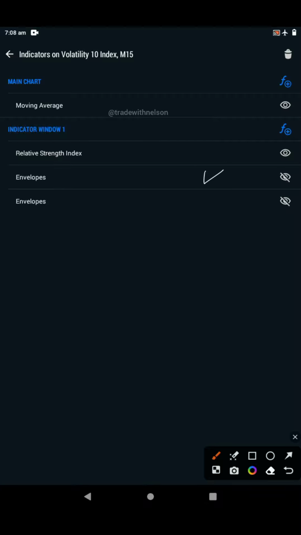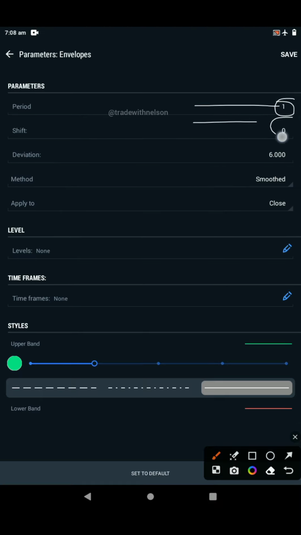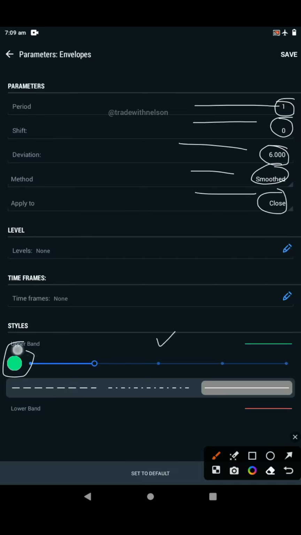The next indicator is the envelopes. To select that, click on the F icon on the indicators window 1 and search for envelopes. Make your period to be 1, shift to be 0, deviation to be 6, method smoothed, apply to close. For the styles, make it color of your choice, for the upper band, for the lower band, make it color of your choice. Then select pixels of your choice. After that, click on save.